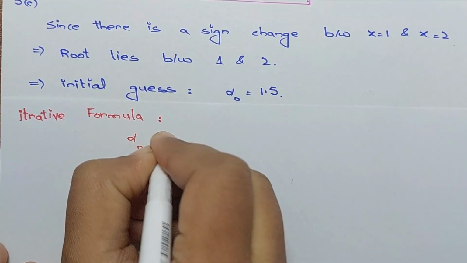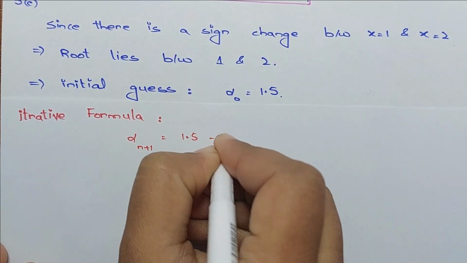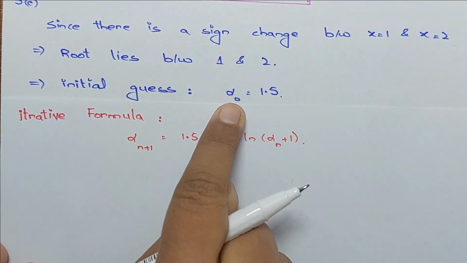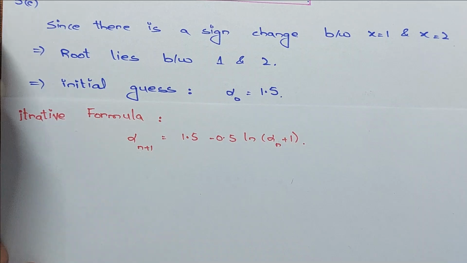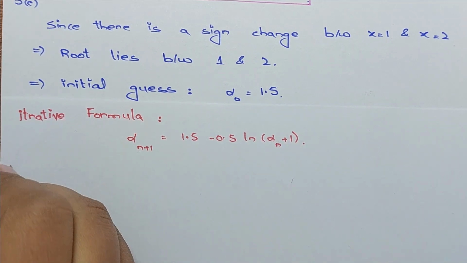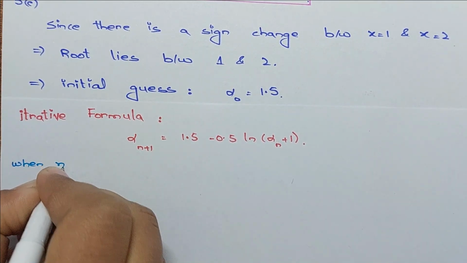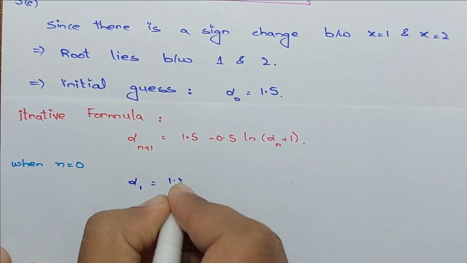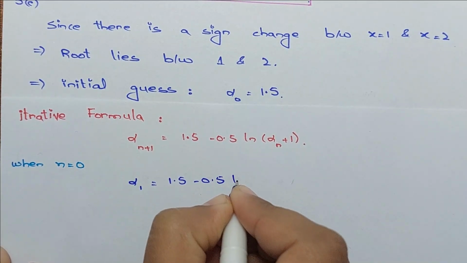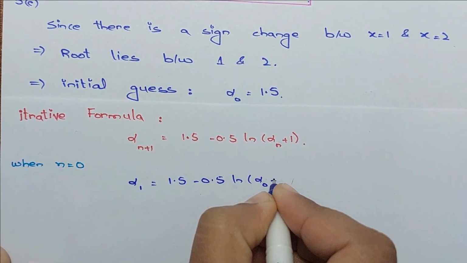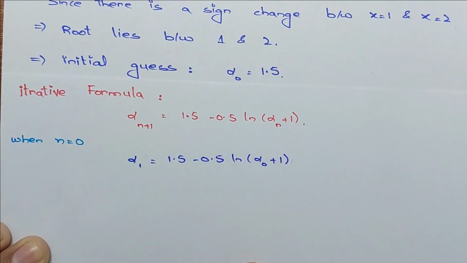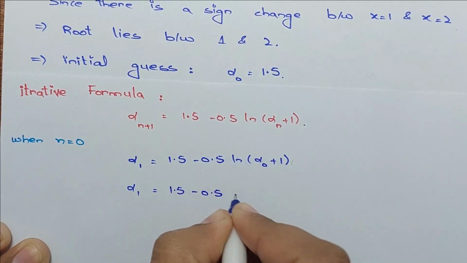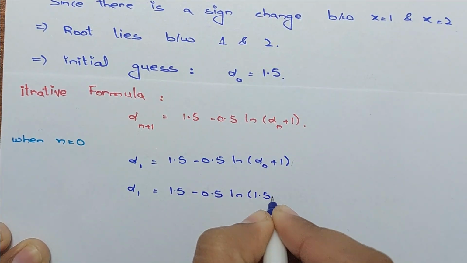Alpha n plus 1 equals 1.5 minus 0.5 ln of alpha n plus 1. When n equals 0, we have to use a value for alpha naught. So here we have alpha 0 plus 1, which is alpha 1, which is 1.5 minus 0.5 ln of alpha 0 plus 1. And we know that alpha 0 is 1.5. So alpha 1 would be 1.5 minus 0.5 ln of 1.5 plus 1.